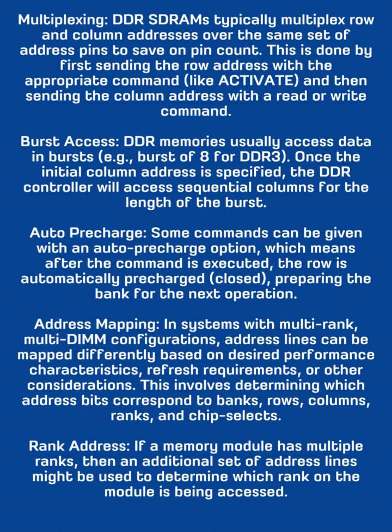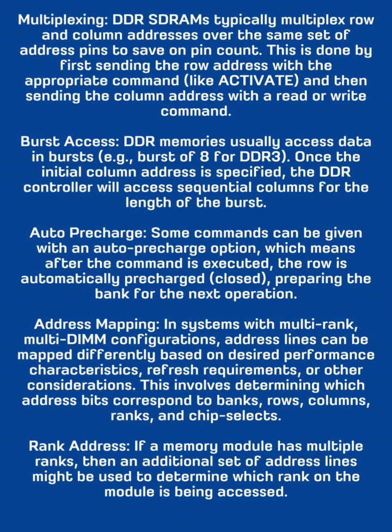Burst access. DDR memories usually access data in bursts, for example, burst of 8 for DDR3. Once the initial column address is specified, the DDR controller will access sequential columns for the length of the burst. Auto precharge. Some commands can be given with an auto precharge option, which means after the command is executed, the row is automatically precharged (closed), preparing the bank for the next operation.